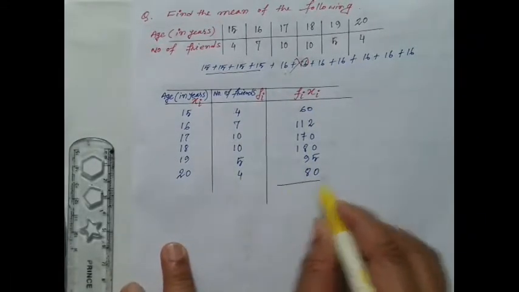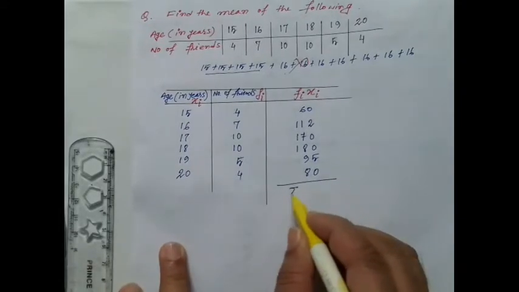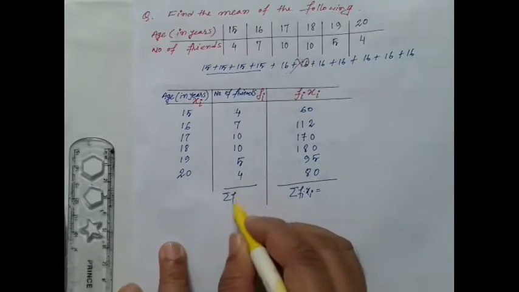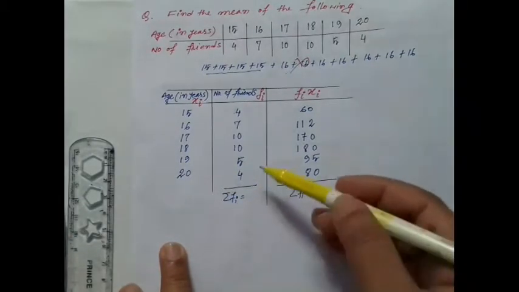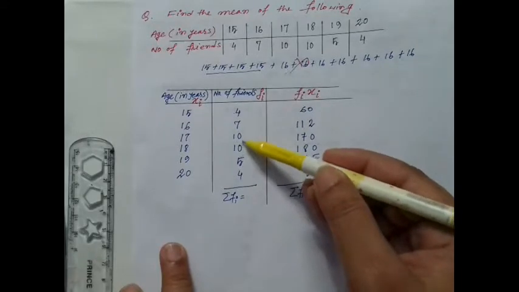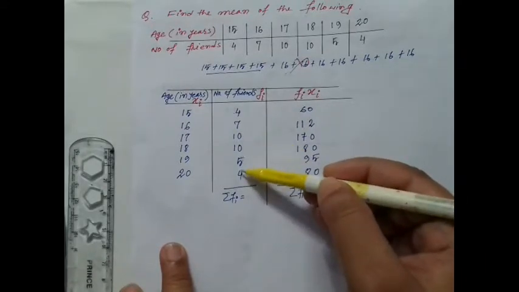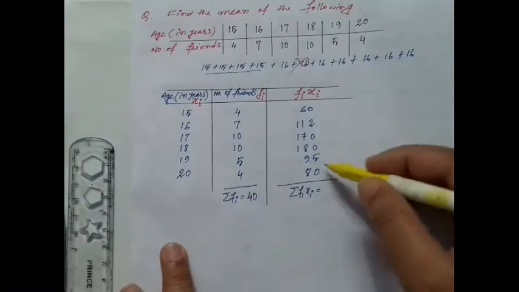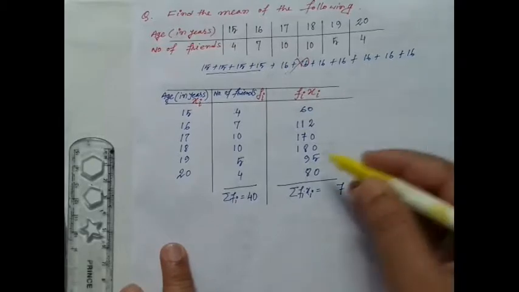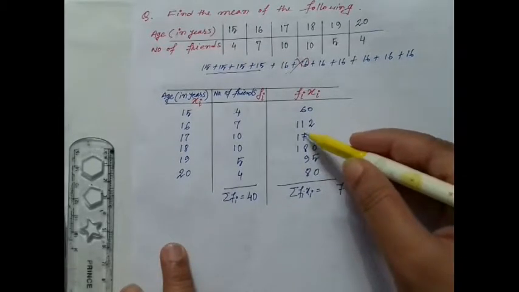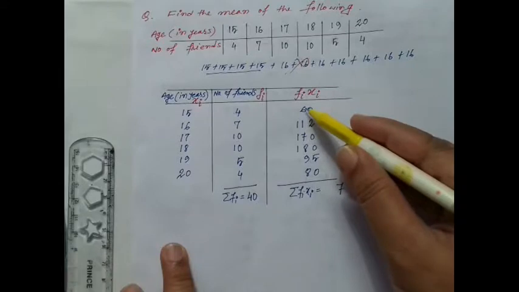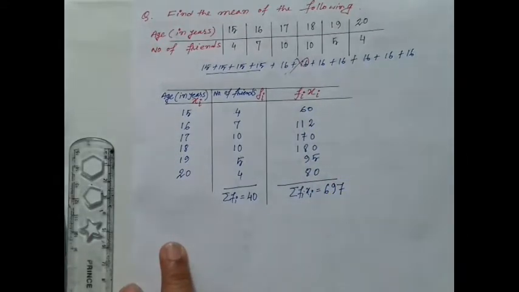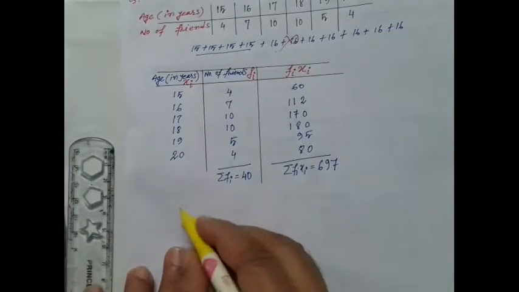Now we have to get summation fi xi, and here we have to get summation fi. Summation fi: 5 plus 4 is 9, 9 plus 4 is 13, 13 plus 7 is 20, 20 plus 20 is 40. We are getting 40. And now take this sum: 5 plus 2 is 7, 17, 25, 32, 33, 9, 3 remaining, 697.